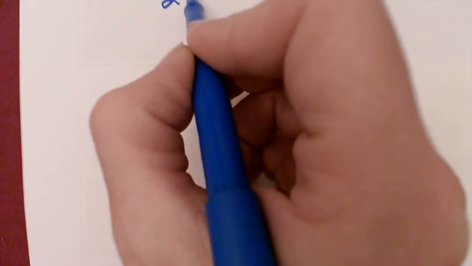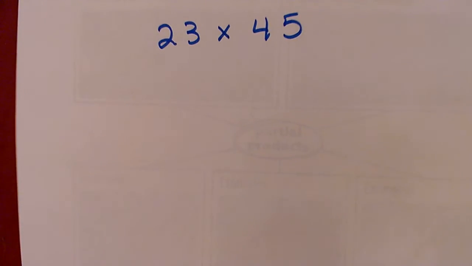Let's say that I have a number like 23 times 45. Let's say that I want to model a more complicated number, like 23 times 45. Can we do that using the area model? We absolutely can, because we're going to break it up.